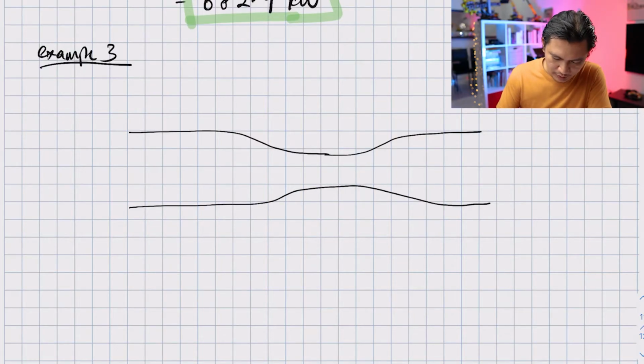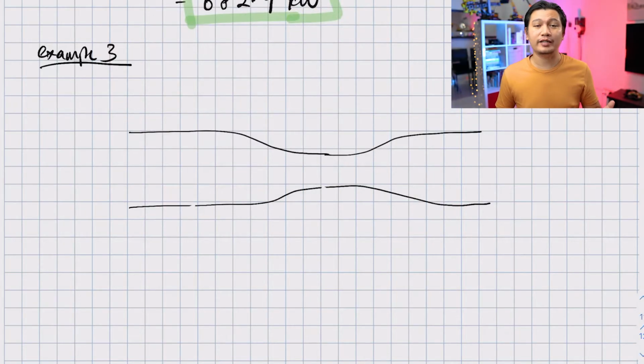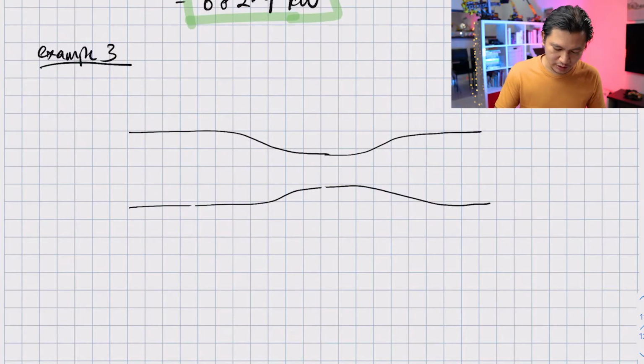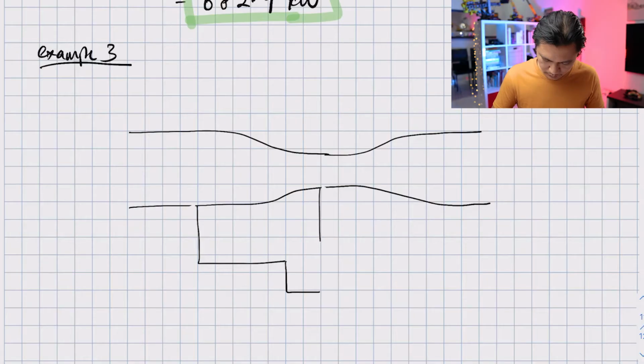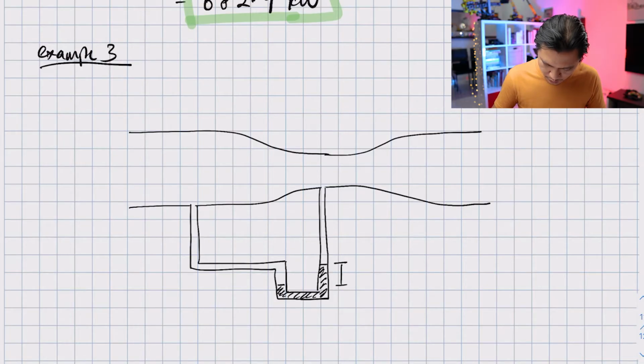And you have a manometer that is measuring the pressure difference between the larger cross-section and the smaller cross-section of this Venturi meter. And the manometer looks something like this. And then you have mercury inside this manometer, and the mercury sits over there. And the distance between this and this is 1.2 meter. This is mercury.